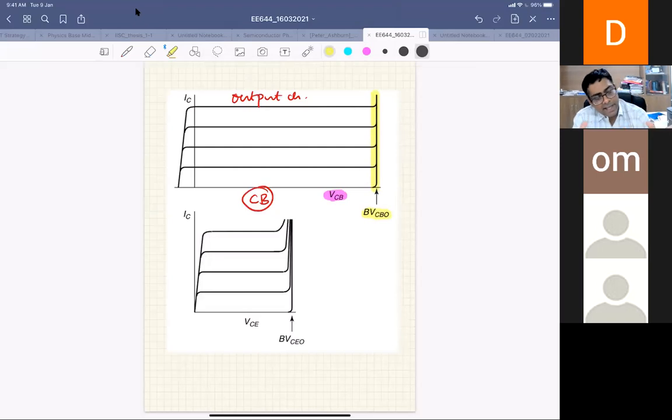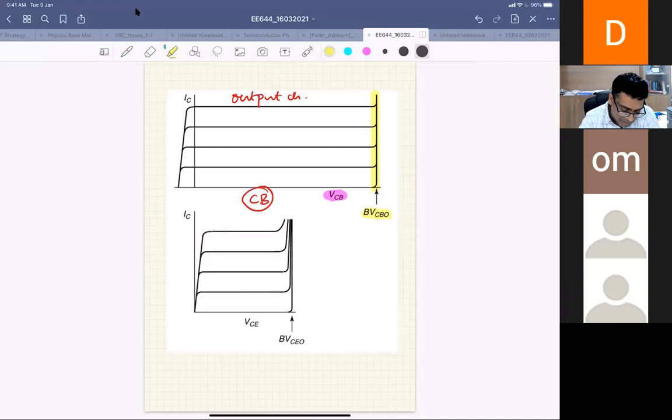So what is the significance of BVCBO? Let's say you are operating your bipolar junction transistor in common base configuration. BVCBO will tell you the maximum output voltage you could give to your bipolar junction transistor. Output power is nothing but the output voltage and the output current. So if you're designing an amplifier where you want the output voltage or output power to be very high, this will tell you the maximum output voltage you could give. The higher the BVCBO, the higher the maximum voltage you could apply.